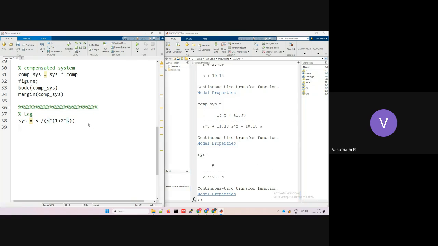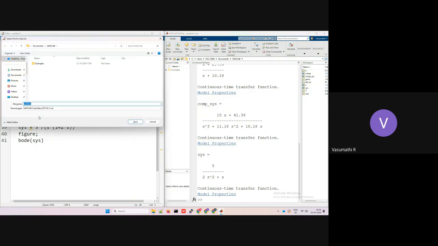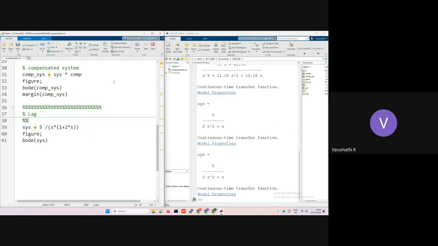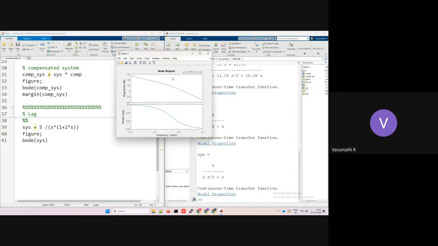Now I want to design a Bode plot for this system. To plot it in a new figure, I'm putting figure. Let me make that a separate section. Then I'll save it so that I can run the section. Now I'm running the section. So this is giving me the Bode of my lag compensator system, whatever system we are designing right now.